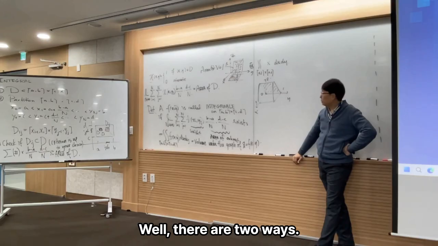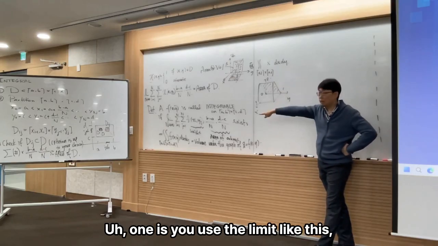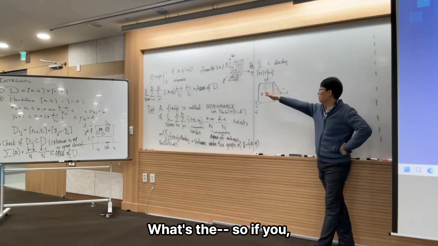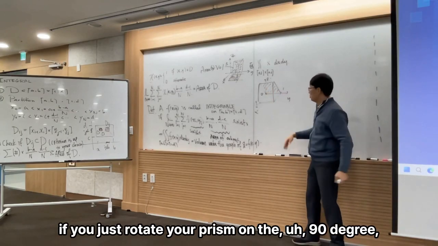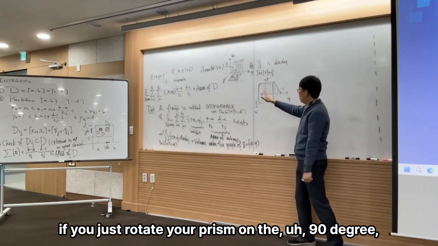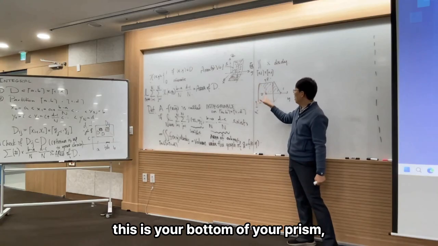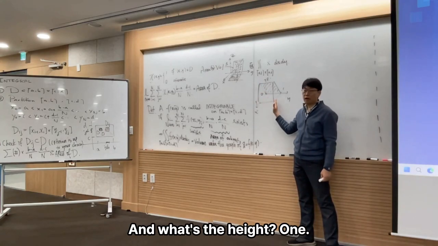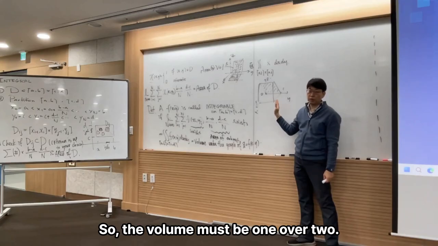Well, there are two ways. One is you use the limit like this, or you can do the obvious computation. If you just rotate your prism by 90 degrees, let's say this is the bottom of your prism. What's the area? 1 over 2. And what's the height? 1. So the volume must be 1 over 2.